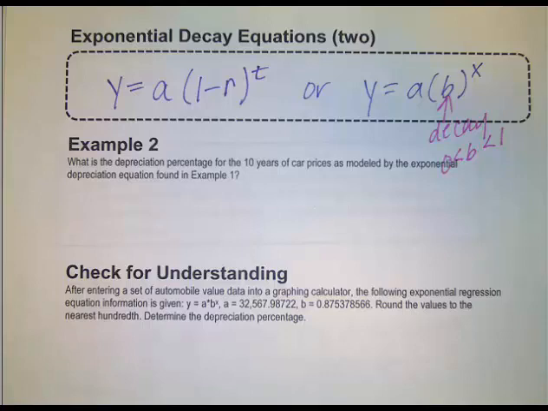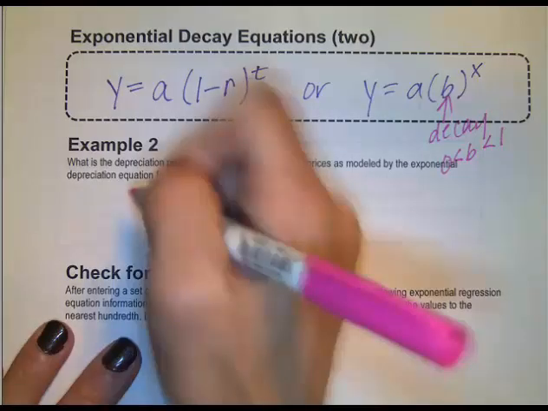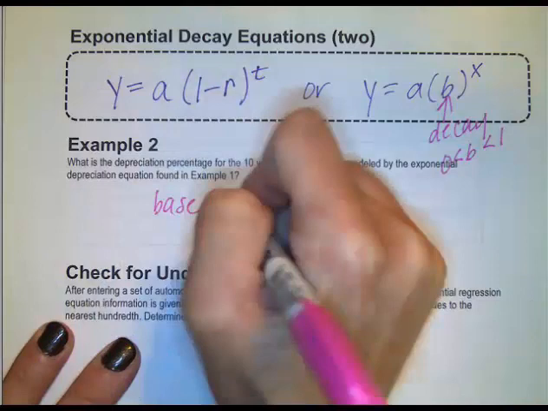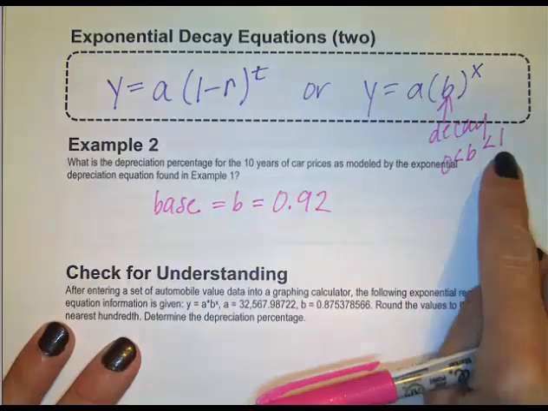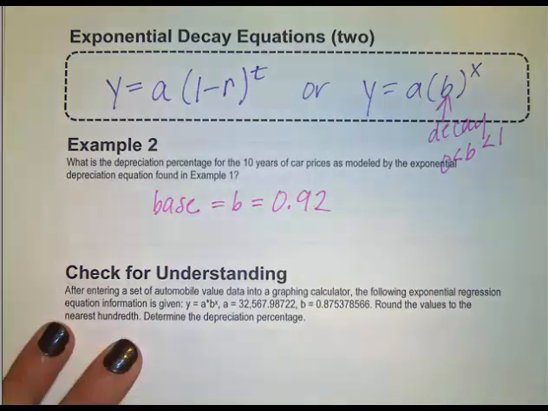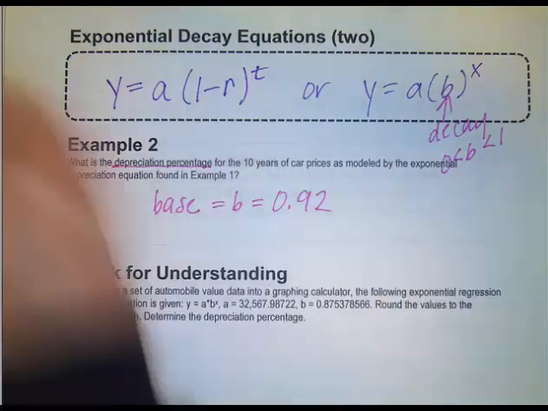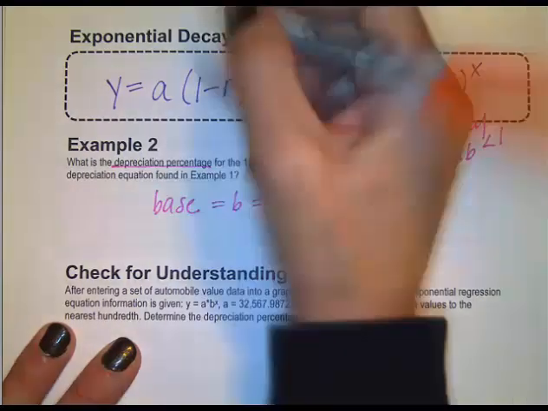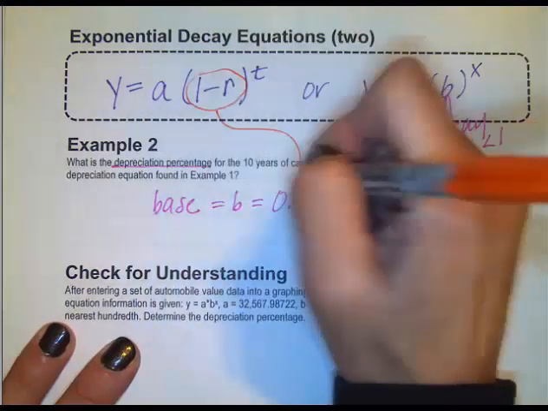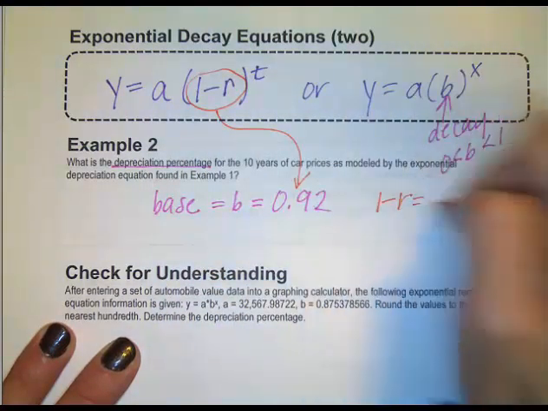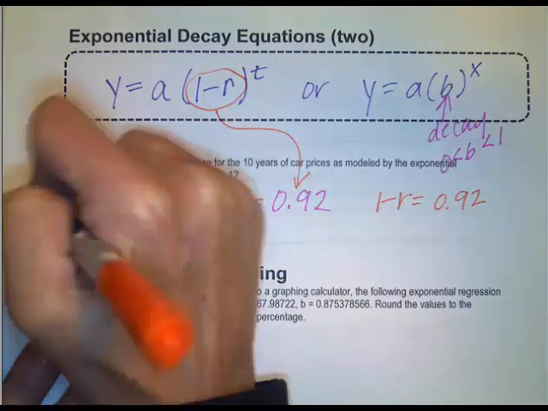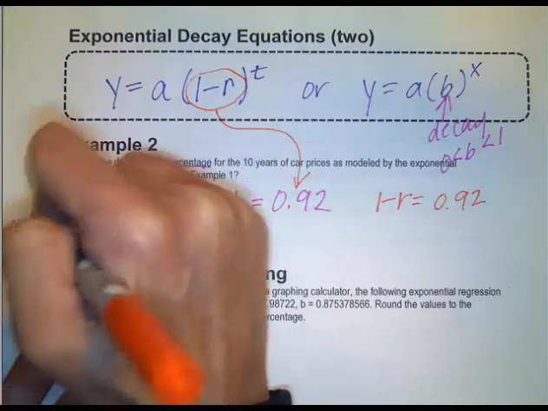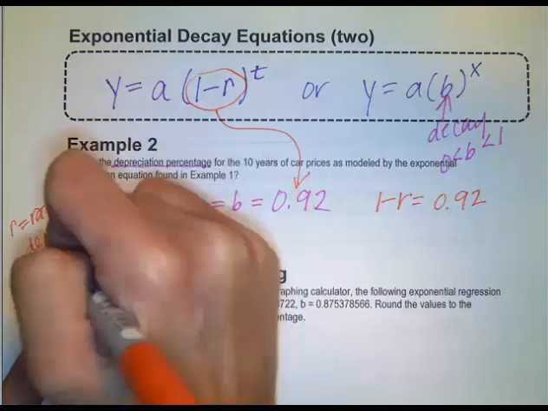So in example 1, our base, or our b value, is 0.92. It is between 0 and 1. So if we want to find the actual rate, the depreciation percentage, we're going to set it equal to what's inside here. So we're going to say 1 minus r is 0.92, and we're going to find that rate of depreciation. So r is your rate of depreciation, and it is a percent.